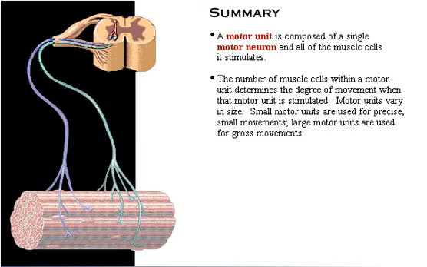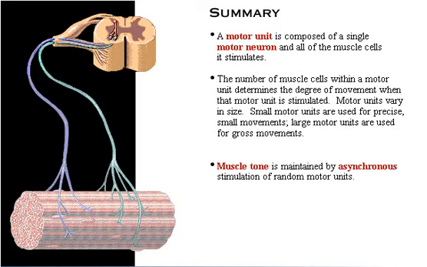Motor units vary in size. Small motor units are used for precise small movements. Large motor units are used for gross movements. Muscle tone is maintained by an asynchronous stimulation of random motor units.